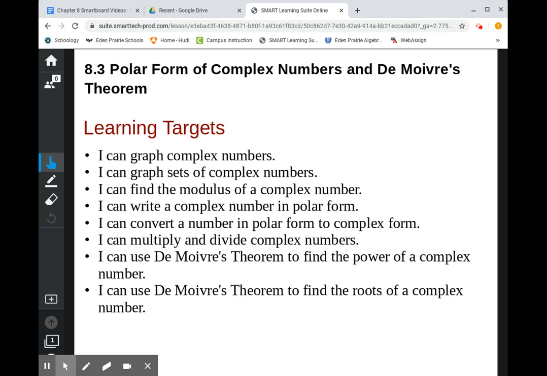Here are the learning targets. I can graph complex numbers. I can graph sets of complex numbers. I can find the modulus of complex numbers. We'll look at all of those today. I can write complex numbers in polar form. I can convert a number in polar form to complex form. I can multiply and divide complex numbers using de Moivre's theorem, find the power of a complex number, and then use de Moivre's theorem to find the roots of a complex number. But like I said, today we'll just look at graphing.